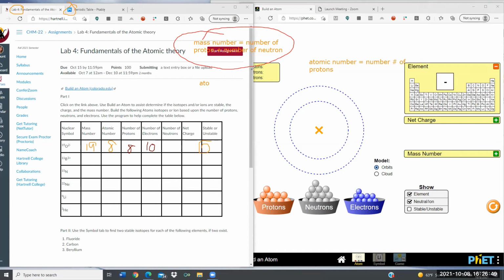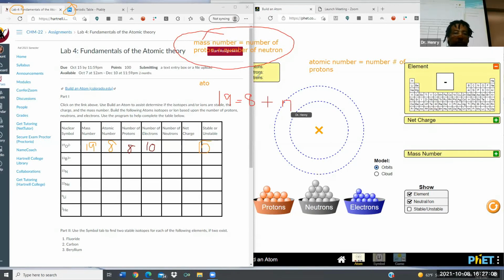So how can I do that? Do we add them? Let's put them in the equation. We have 19 equals 8 plus, I'm going to use n for the number of neutrons. So I want to solve for n. How would you solve for n?